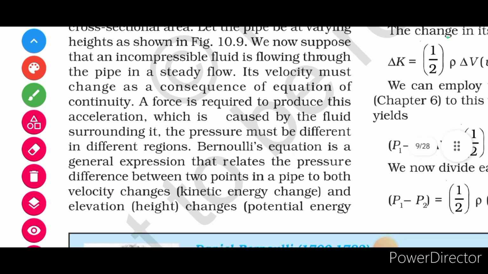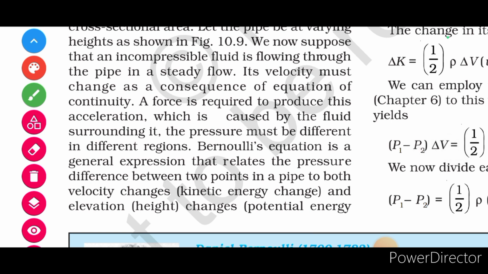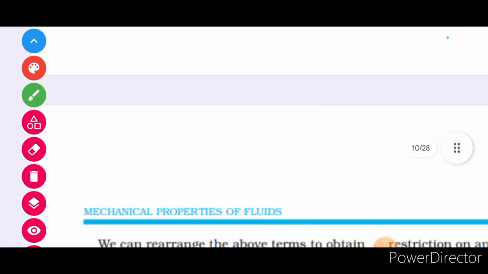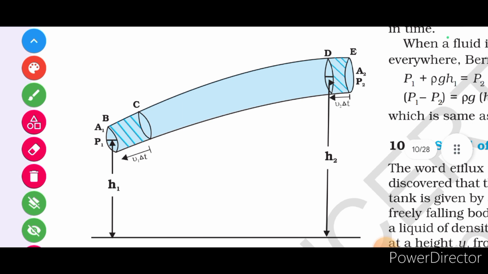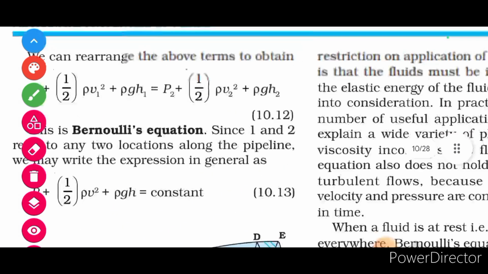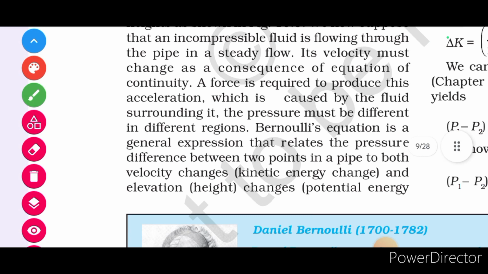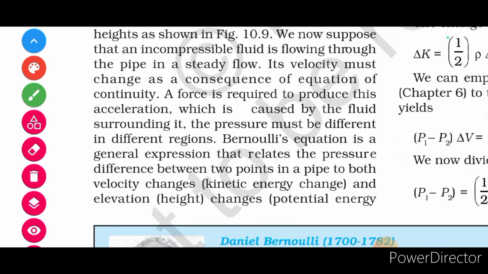The force is caused by the fluid surrounding it. The pressure must be different in different regions. In this region there was a fluid, and it has moved to this part. This much fluid will move to this part, and obviously it has accelerated. Its velocity has changed, so a certain force has acted, exerted by the surrounding fluid, which changes its pressure and also its velocity.